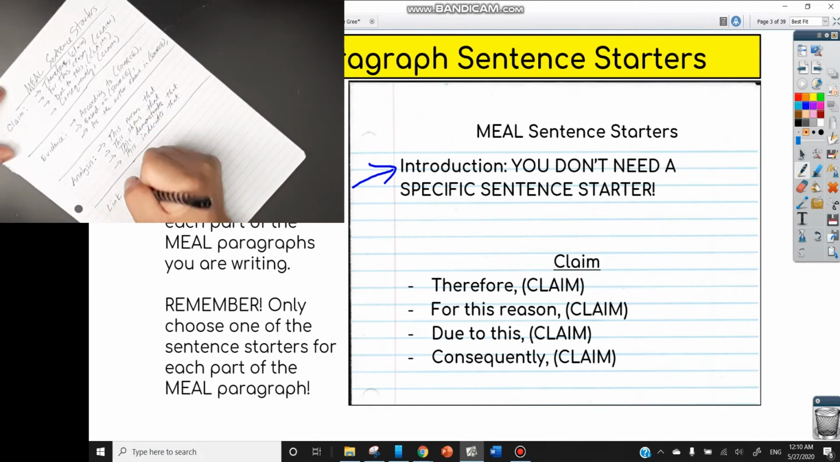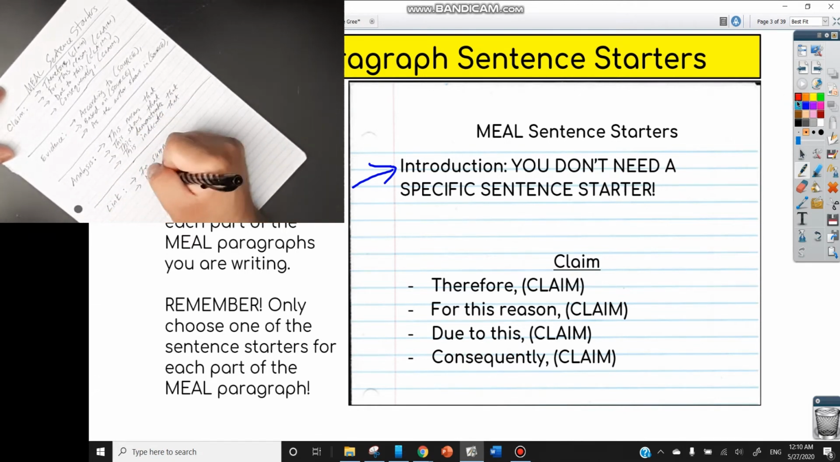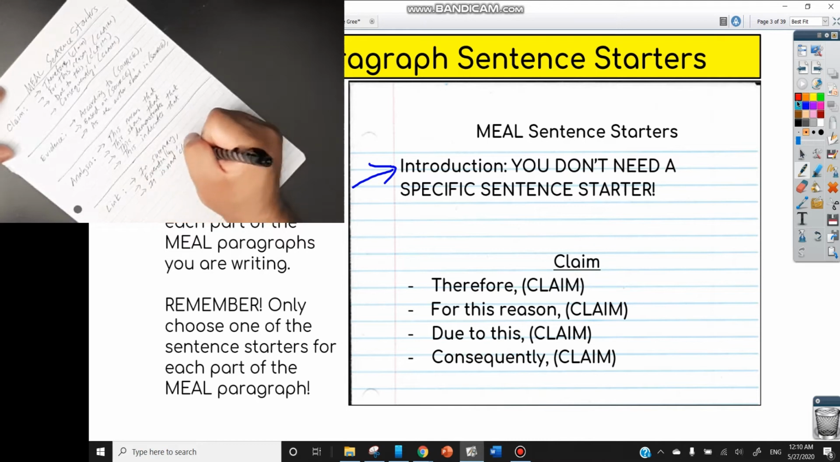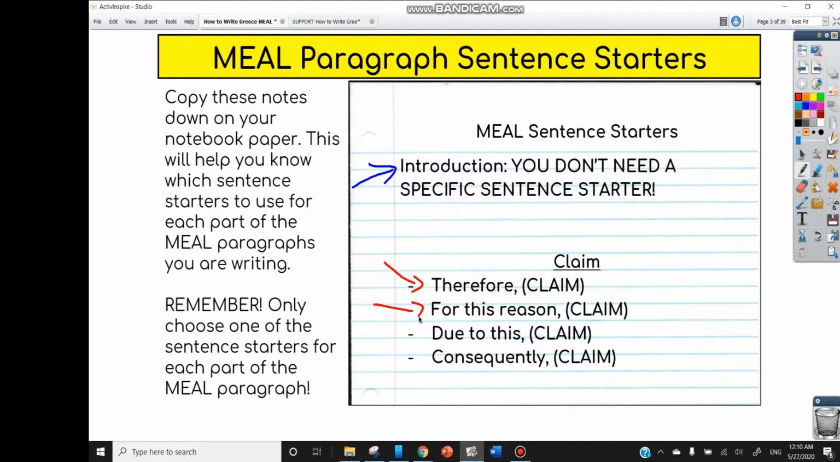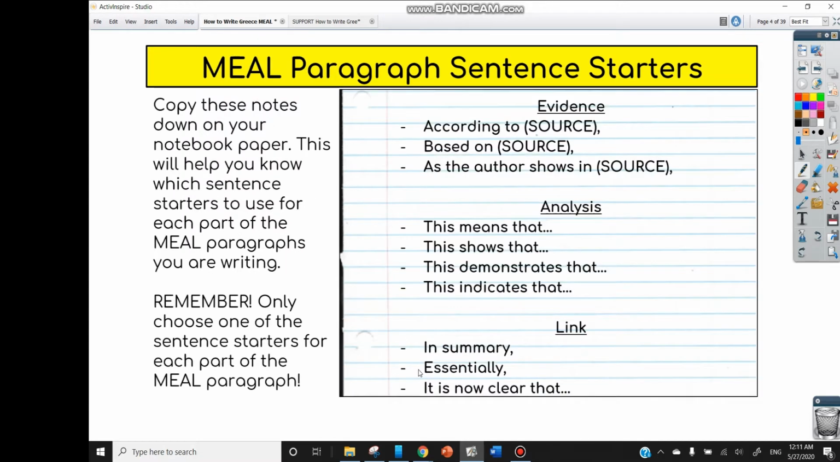For the claim, you have these options right here, okay? You start it with therefore, for this reason, due to this, and consequently. Now remember that in order for the claim to sound good, you will need to have the introduction for the paragraph first. And these are the sentence starters for the other parts of the meal paragraph.